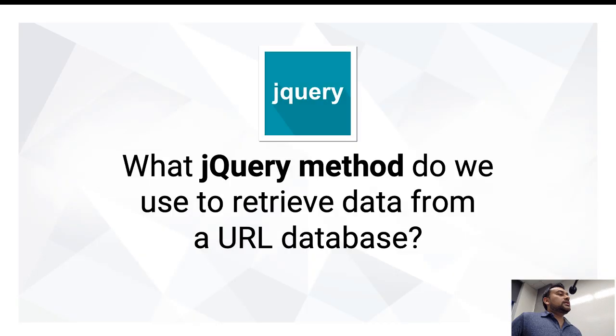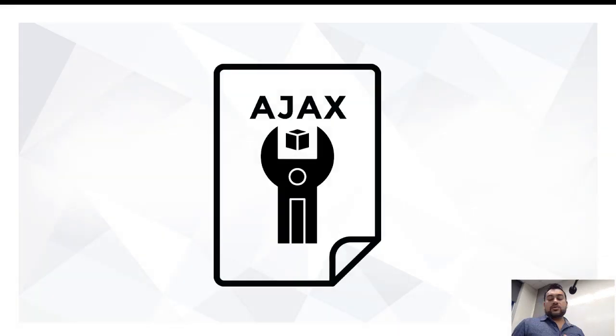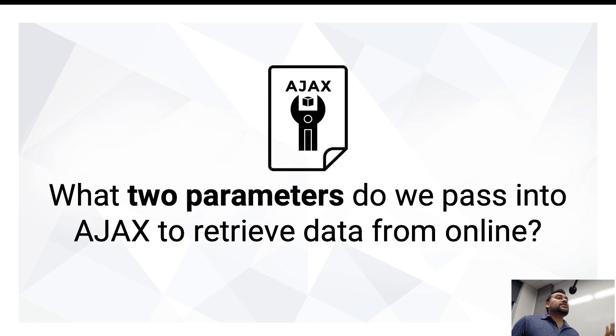And how do we get the data in jQuery? We saw one method, right? What was that method called? Ajax, right? That's a function in jQuery that we use to actually make an API call, right? And within that Ajax, we were passing two parameters. The first one was the URL.